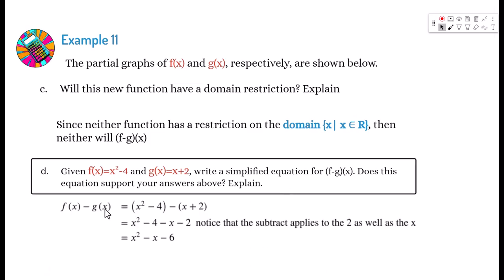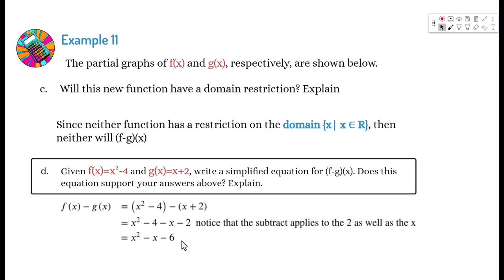Well, when we put f minus g of x together, we get x squared minus 4 minus g plus 2. And we get x squared minus 4 minus x minus 2. Notice what happened there. That negative had to be distributed through the x and the negative 2. So we're subtracting the positive. So notice it becomes minus 2. Pulling all the like terms together, we get x squared minus x minus 6.